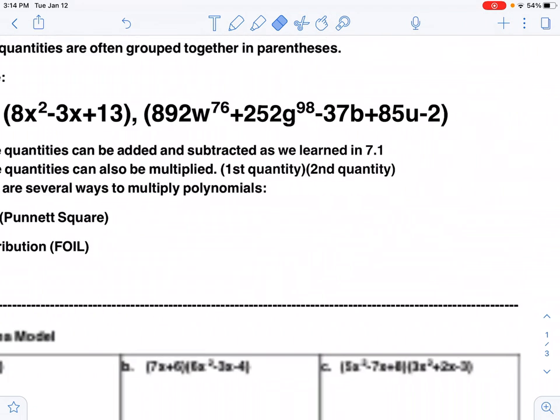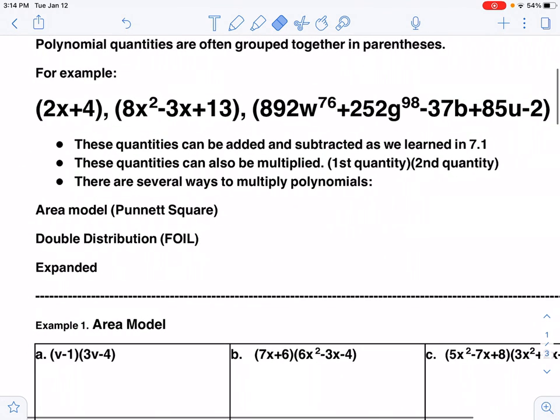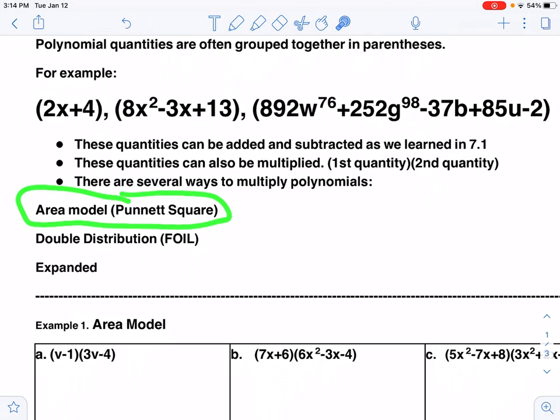There are going to be three different ways that I'm going to show you today. So we know that quantities can be added or subtracted. They can also be multiplied. So that's our first quantity times our second quantity. And there are several ways to multiply these. So I'm going to show you the area model, which is also called the Punnett square, rectangles, a few different names for this. So I'm going to show you how to do that.